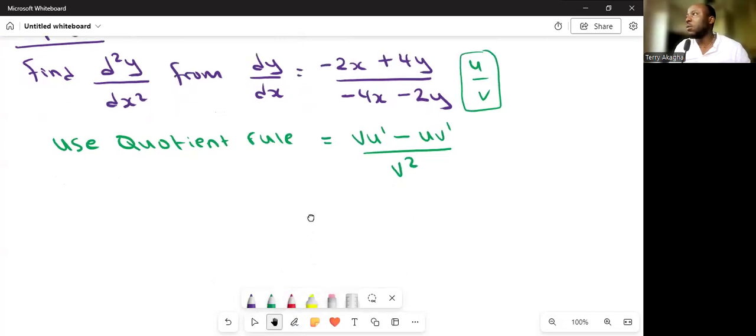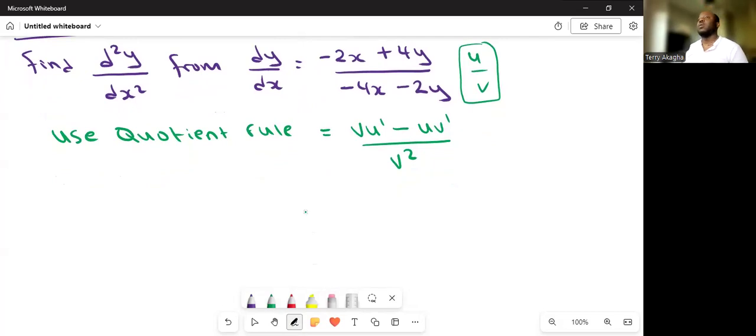So in this example, our u will be equal to minus 2x plus 4y. The u prime is going to be, when you differentiate minus 2x, -2. When you differentiate x, you differentiate it normally. But when you differentiate 4y, it's going to give us 4, and then y is going to be dy over dx. Are you seeing it?